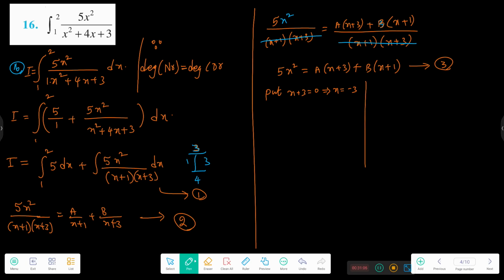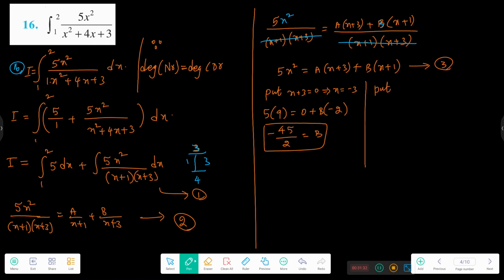minus 3. So that 5 into (−3)², value 9, equal to the a term will be 0 plus b into (−3 + 1), that is minus 2. So 9 fives are 45. Minus 2, when you send it opposite, divide by 2, minus will be that side, and b equal to minus 45 divided by 2. B value is minus 45 divided by 2.